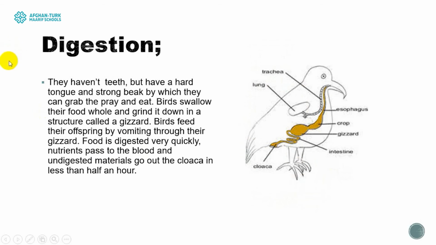About their digestion, we can say that they have a little different digestion, because they do not have teeth, and instead they have a hard beak structure by which they can grab the prey or eat it. After they get the prey, it is directly sent to the gizzard. In the gizzard, it can stay some time, or they can quickly digest it. After digestion, they can use the useful materials, and waste materials move from the intestine to the cloaca, and they can excrete it in less than half an hour.